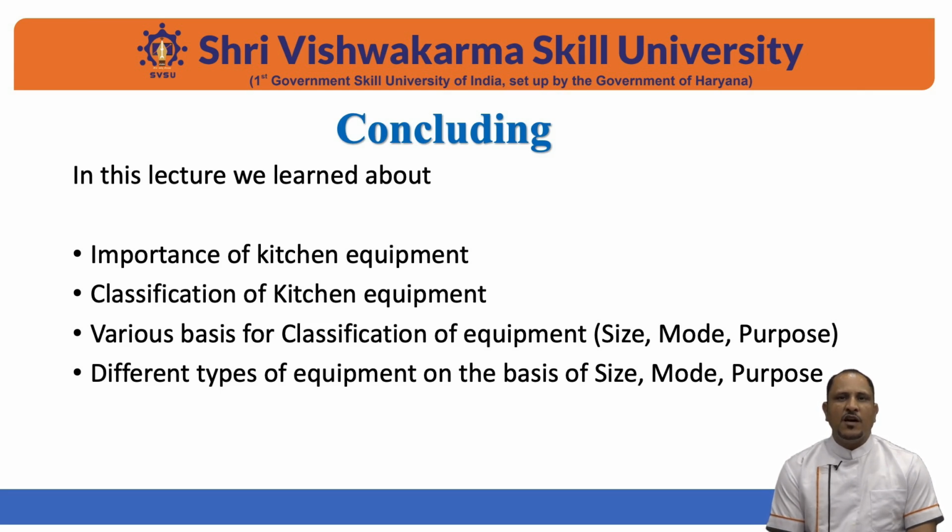However, one should keep in mind that the same equipment can come in different categories at the same time. For example, a tabletop grinder which is electrically operated will come in the category of medium equipment, mechanical equipment and at the same time it will be electrical equipment. And from the point of view of purpose, it will come under processing equipment. So the same equipment can come under different categories.